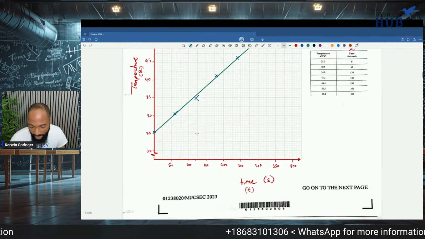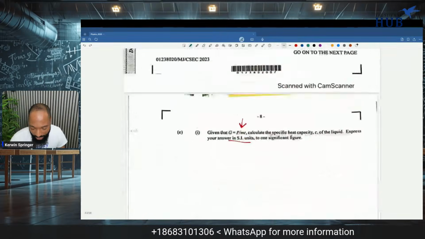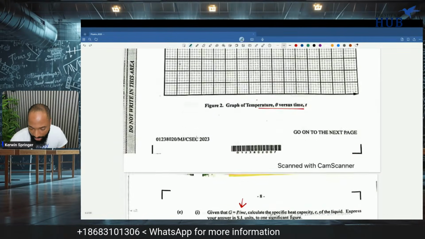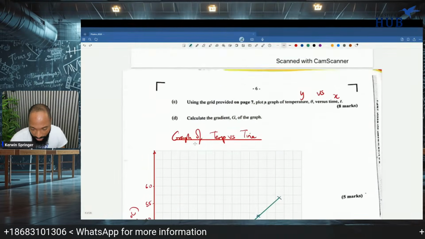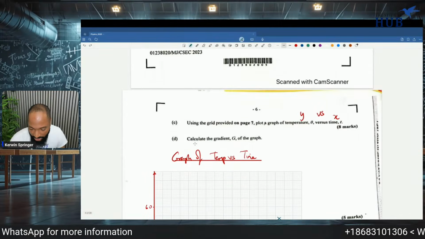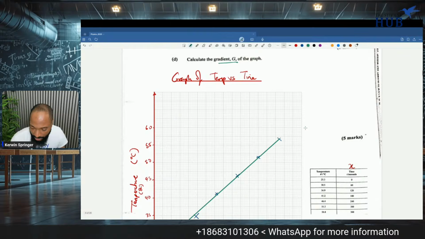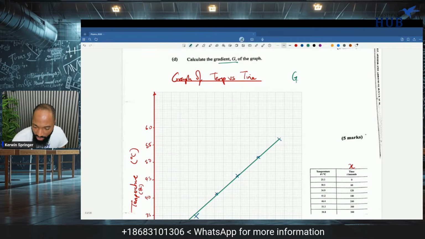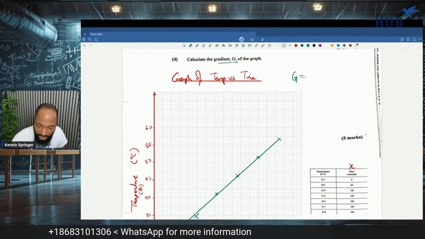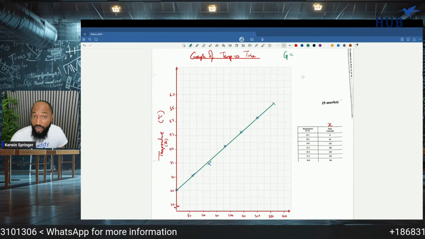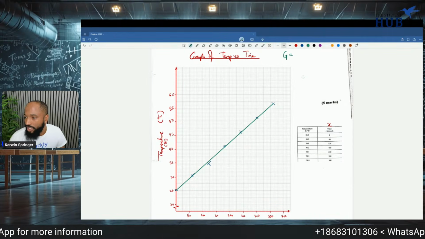Cooking. And then we need to go ahead and find the gradient. You almost always need to find the gradient. Given that, where's the gradient? Where do we use the gradient, calculate the gradient of the graph? So once you calculate the gradient, you always need to get the units, right? So what do you all think the units are going to be? Those of you all who locked in, what are the units? What are the units going to be?